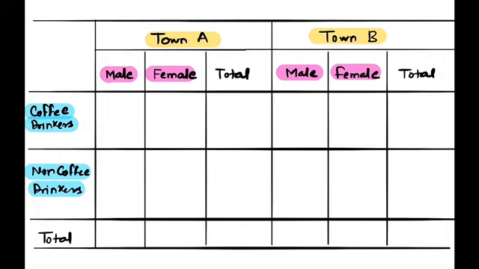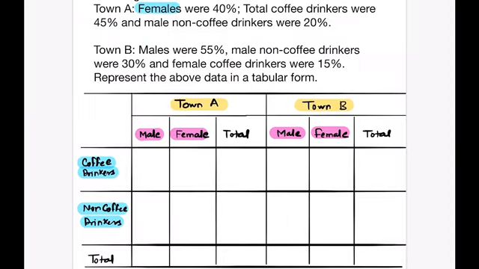Now we need to fit in all the information together. Now let us solve this question. First of all, information about town A. Town A, females were 40%. Coffee drinkers or non-coffee drinkers, not mentioned. So we have been given the total females, whether coffee drinkers or non-coffee drinkers. So we need to put 40% here, right?